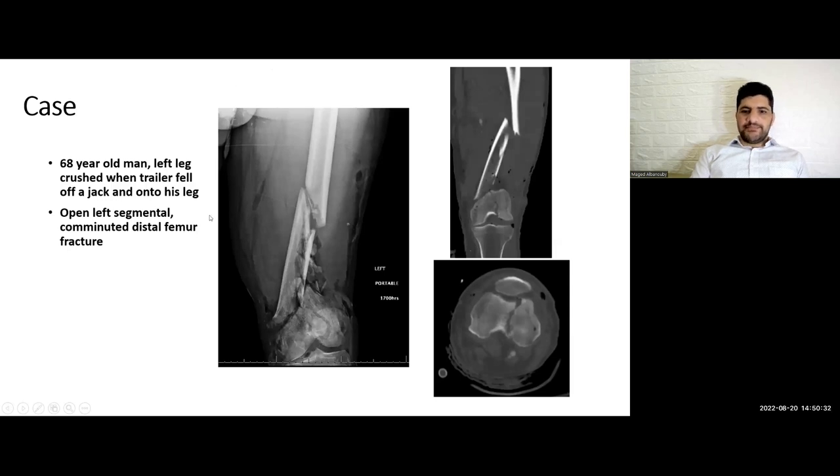This is another case, but this is a difficult fracture. 68 years old, left leg crushed. You will ask about mode of trauma. Is this closed or open? This is an open fracture. Also, there is high comminution, segmental fracture of the femur with intra-articular extension. So you should examine this patient for any vascular injury.